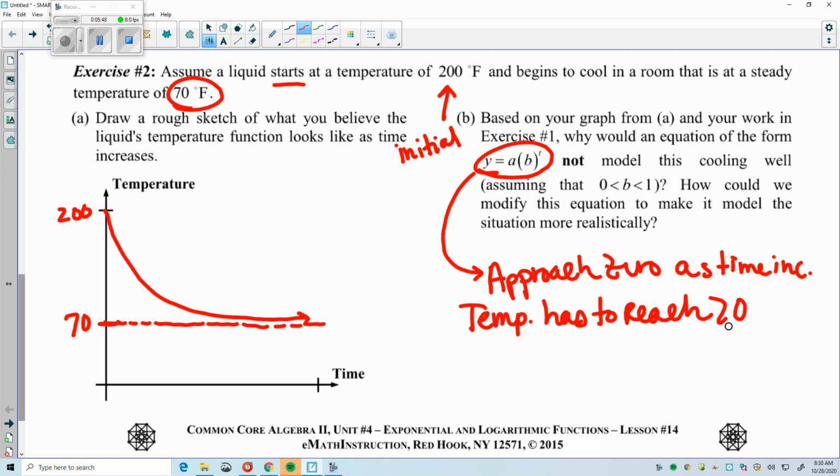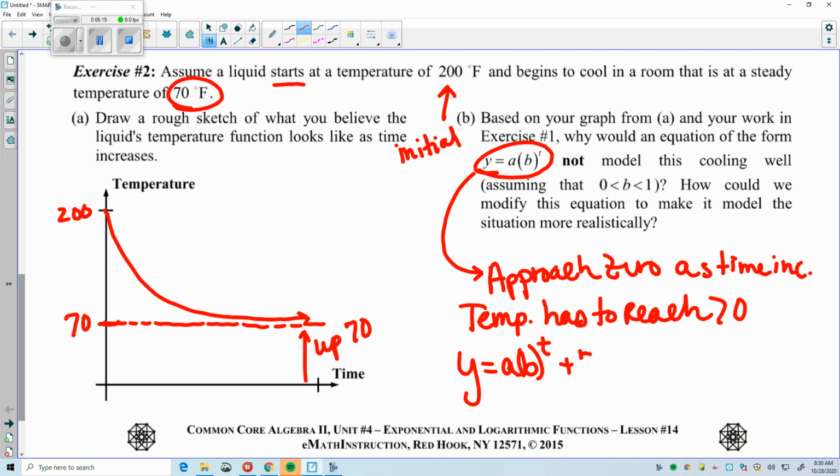Since that's the temperature of the room, it has to reach 70 degrees. So somehow we have to modify this equation. And if I'm thinking of this in terms of transformation, it looks like that asymptote that we had at the x-axis has been moved up by 70. So if we think about this in terms of transformations and this function up here, I need the same basic function, but it has to move up 70.